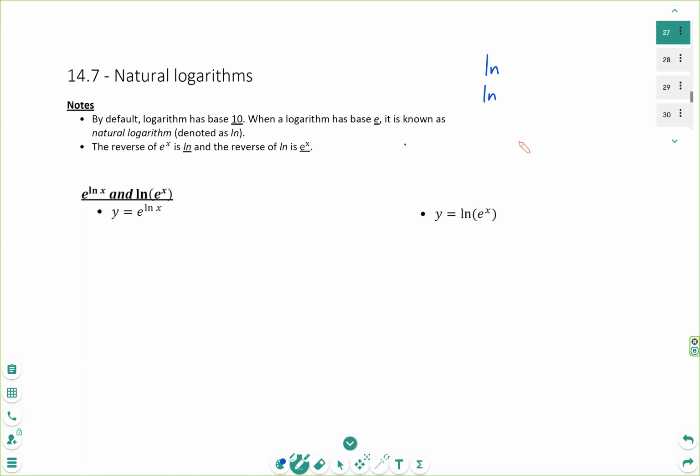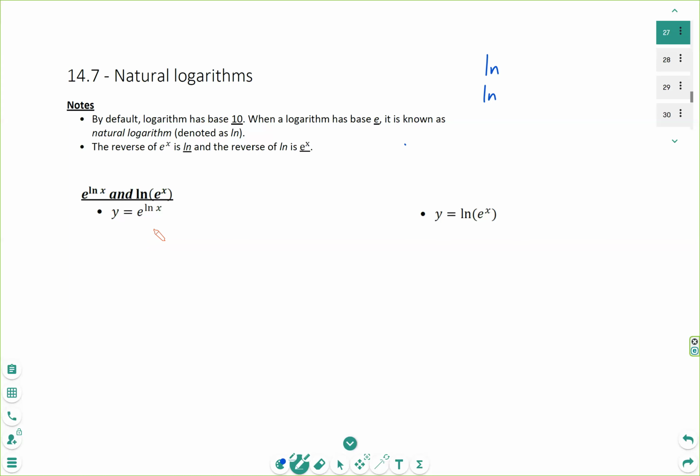I call it ln. So the reverse of e to the power of x is ln, and the reverse of ln is e to the power of x. You can think of it like the relationship between times and divide. It's not exactly the same, but one cancels out the other. So we have to understand how they cancel out. For example, y equals e to the power of ln x. Let's do a bit of investigation on how they cancel out.